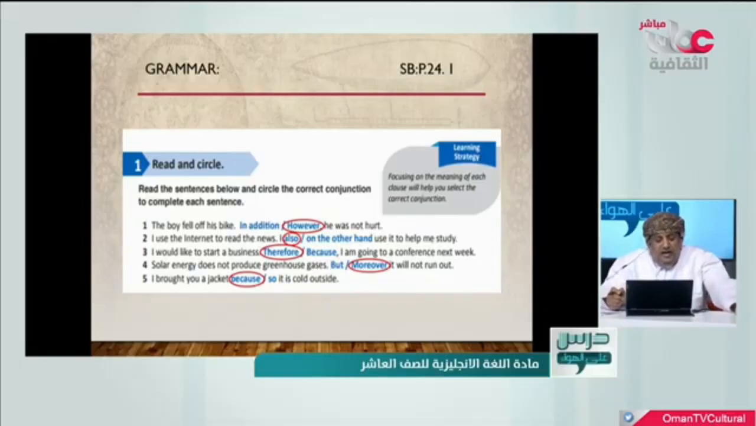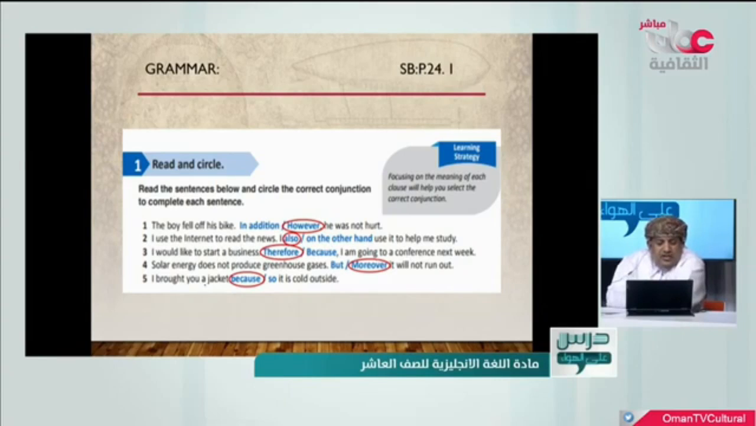Number 2, I use the internet to read the news. The second sentence, I use it to help me study. So this is giving another idea or addition. So I also use it to help me study. Number 3, I would like to start a business. The second sentence, I am going to a conference next week. So this is another idea. So we use therefore, I am going to a conference next week.